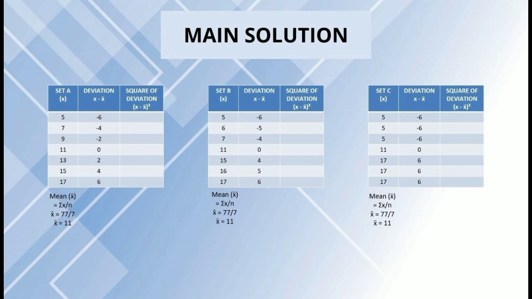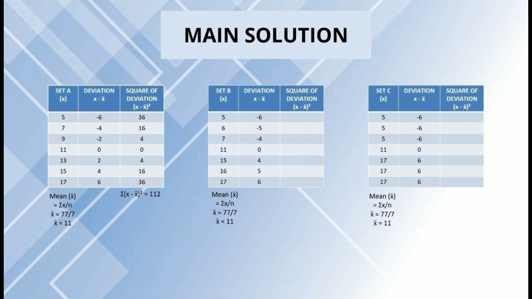Now that we have the result, we're going to square each data point, or raise them to 2. So, in set A, we have negative 6 squared, we get 36. Next is negative 4 squared, we get 16. And we do the same thing for the rest of the data in set A. So we get 4, 0, 4, 16, and 36. After getting the result, we're going to find its summation. So we get 112 for set A.